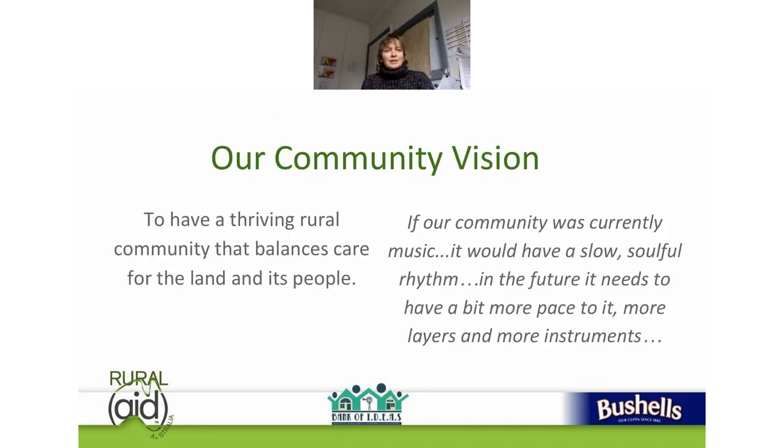So our community vision, to have a thriving rural community that balances care for the land and its people, which I think is beautiful. But what I think is even more beautiful is this quote that was spoken by one of the young people. If our community was currently music, it would have a slow, soulful rhythm. In the future, it needs a bit more pace to it, more layers and more instruments. And I know you could just read that, but I just wanted to speak it again because I think it's beautiful and really captures that we want to retain who we are and our village lifestyle, but we want to give it a bit more zhuzhing up. And it's certainly our young people that will do that for us.